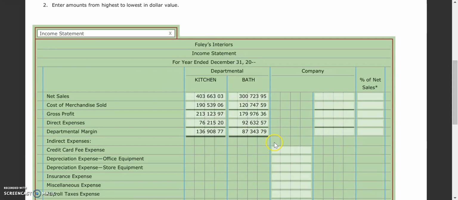So now all we're going to do is simply add these two together to get our company margin. Since our company is made up of kitchen and bath, we just add these two together and bring that over here. So we take $403,000 plus $300,000, and we end up with $704,386.98.